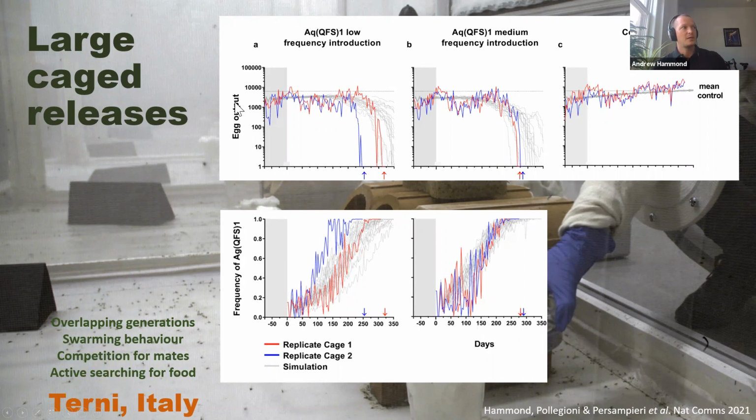So on the top, you see the number of eggs produced, and we have anywhere from 1,000 to around 20,000 eggs being produced in any one generation. And then that very rapidly crashes as the population is entirely modified.